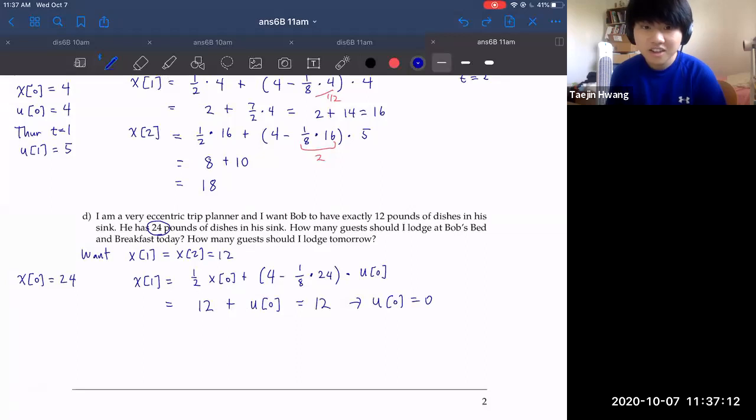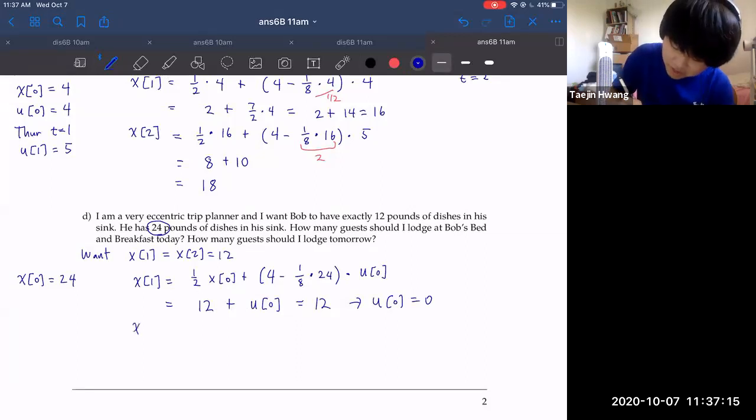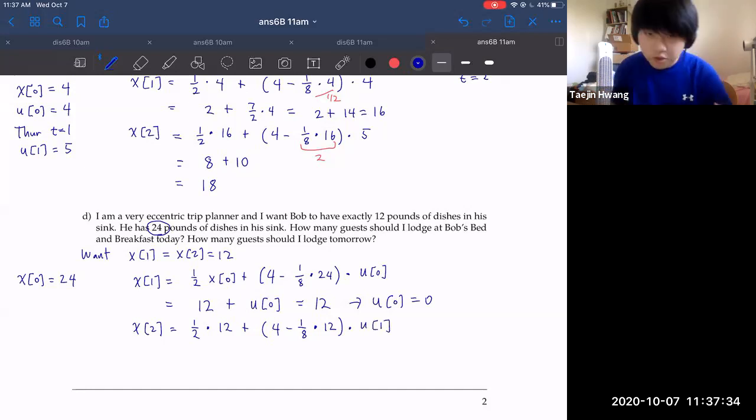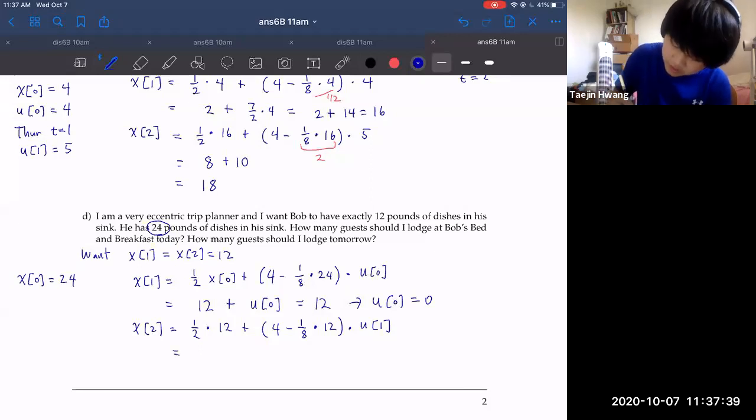All right, moving on. If we look at the second time step, we can do much the same, where now we know x of 1 is equal to 12. And we can then multiply by x of 1, which is 12. And hopefully now u of 1 will be greater than 0. So we'll have some guests. But if we simplify all this out, 12 divided by 2 is 6. This is going to be 3 over 2.